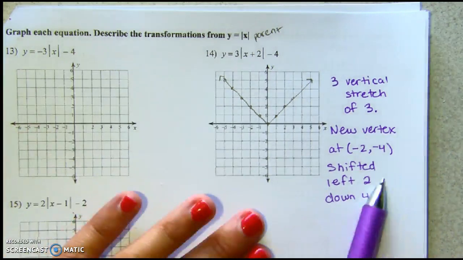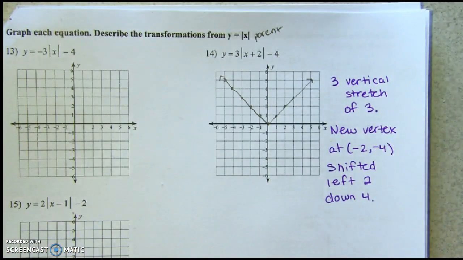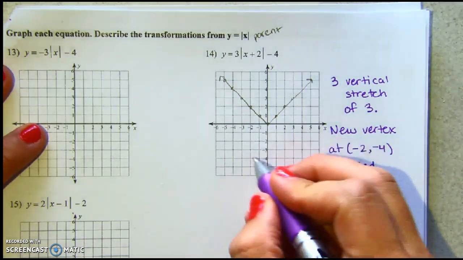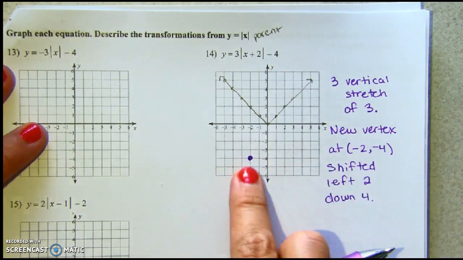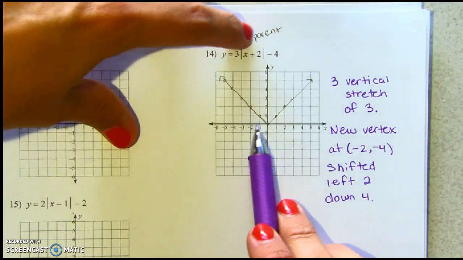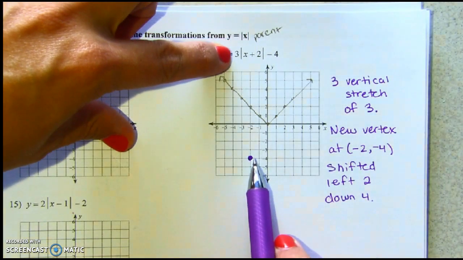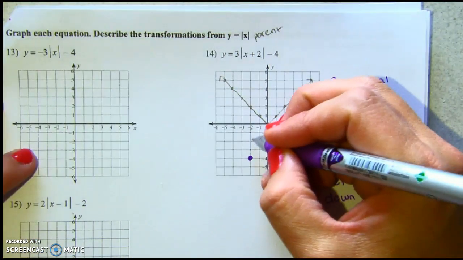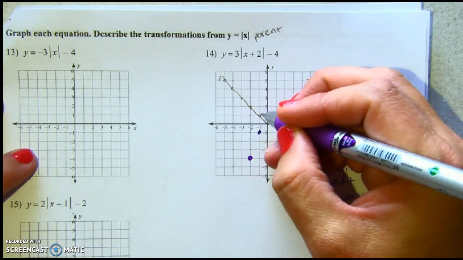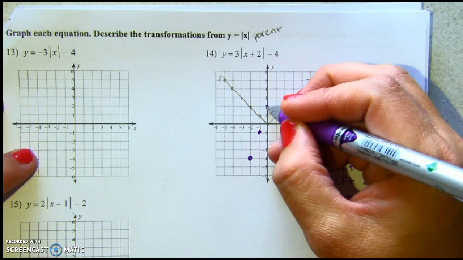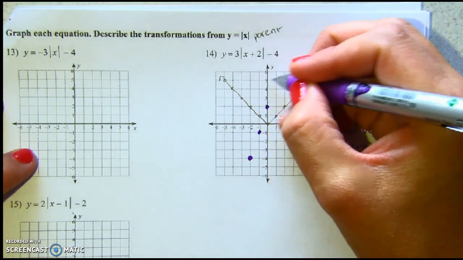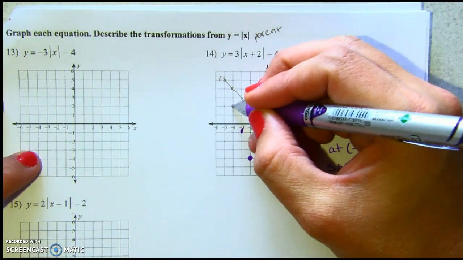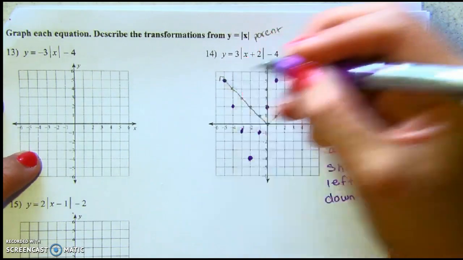Okay, you ready? We got to do the vertex first before we do the stretch. Okay, so we're going to go negative 2, negative 4, like that. That's our new vertex. We shifted left 2 and down 4. And it's a positive 3 slope. So we're going to go up 1, 2, 3 over 1. 1, 2, 3 over 1. 1, 2, 3 over 1, like that. So it should be tall and skinny, and then do it in the other direction.